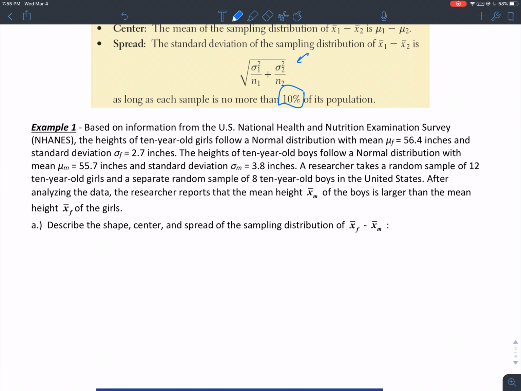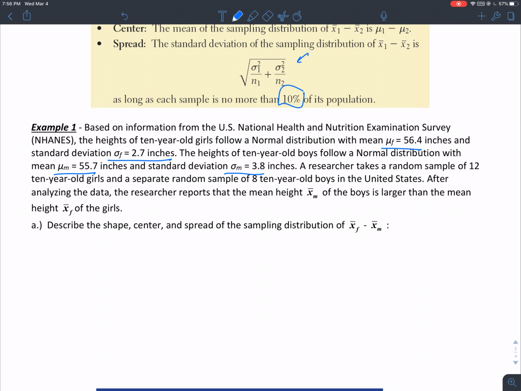So here's a little example that just asks you to put this into practice. I'll read the whole long thing with you and then do it very quickly, but this is a little bit below your abilities and skill set. In any case, it says, based on information from the U.S. National Health and Nutrition Examination Survey, NHANES, the heights of 10-year-old girls follow a normal distribution with this mean and this standard deviation. The heights of 10-year-old boys also follow a normal distribution with this mean and this standard deviation.